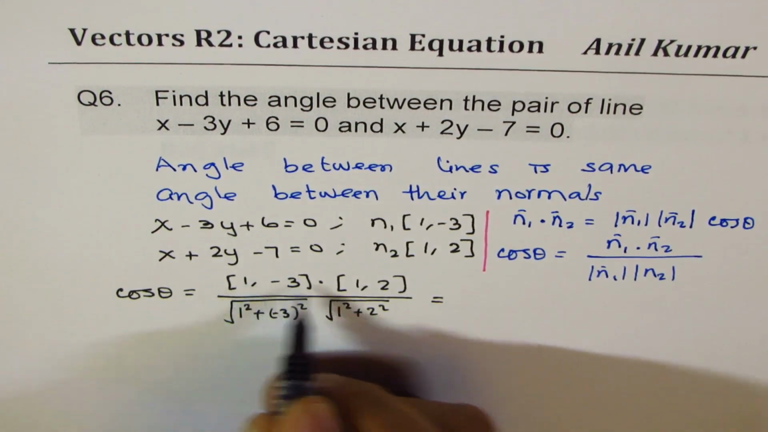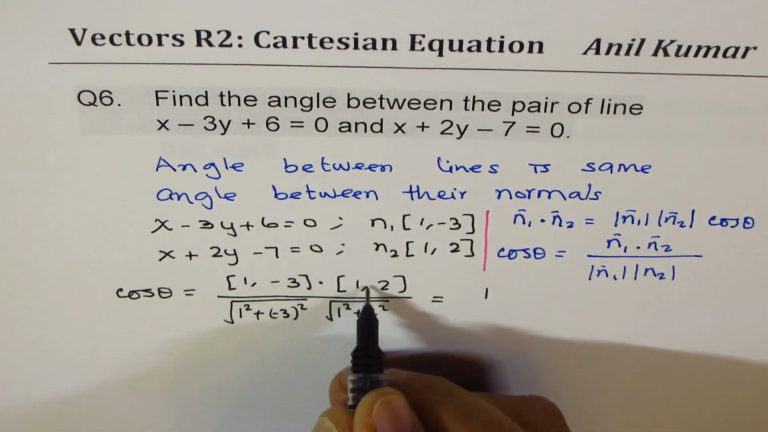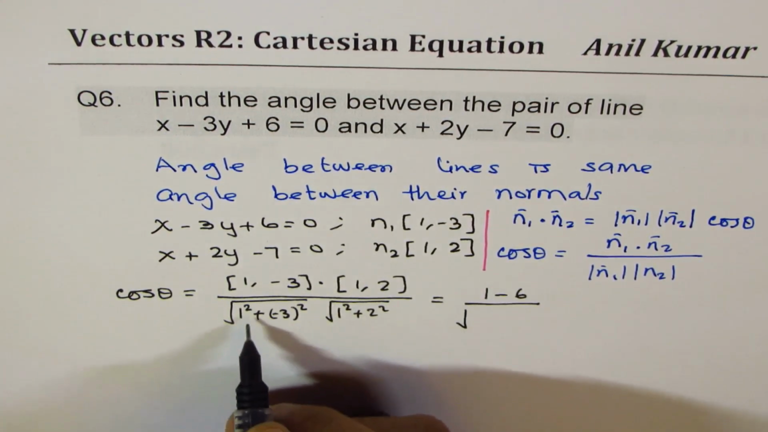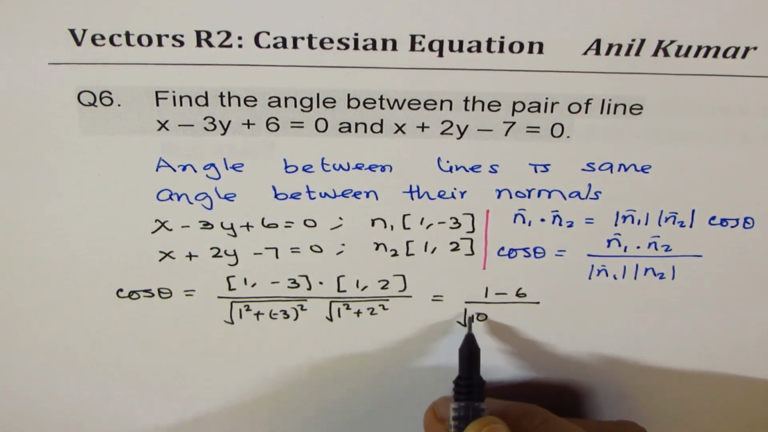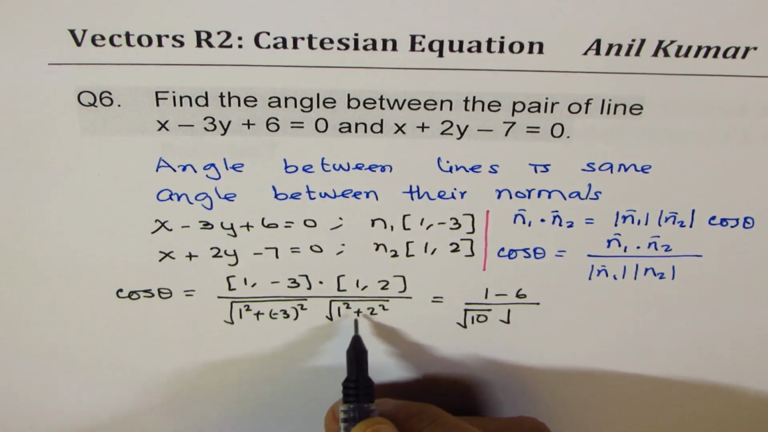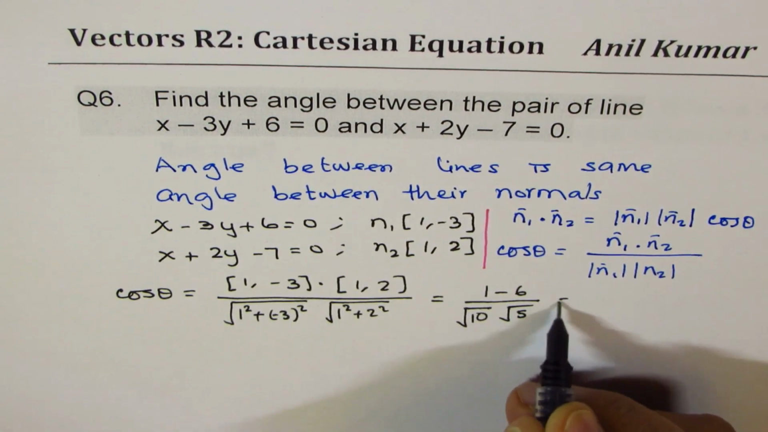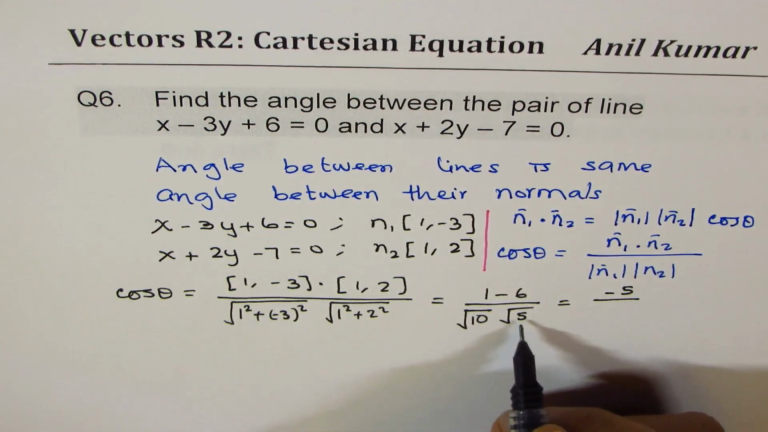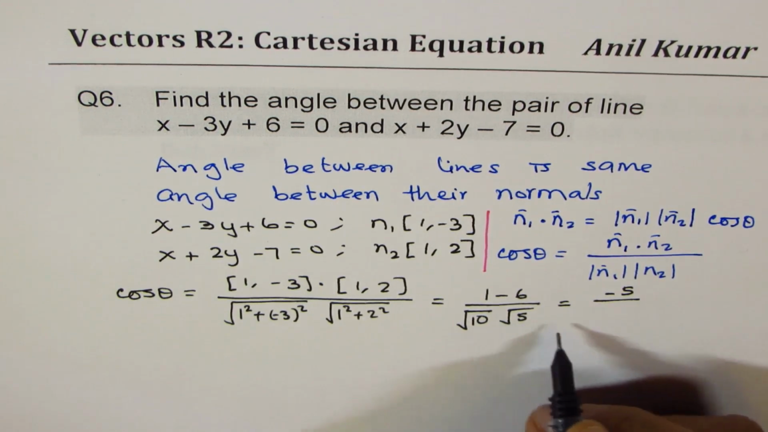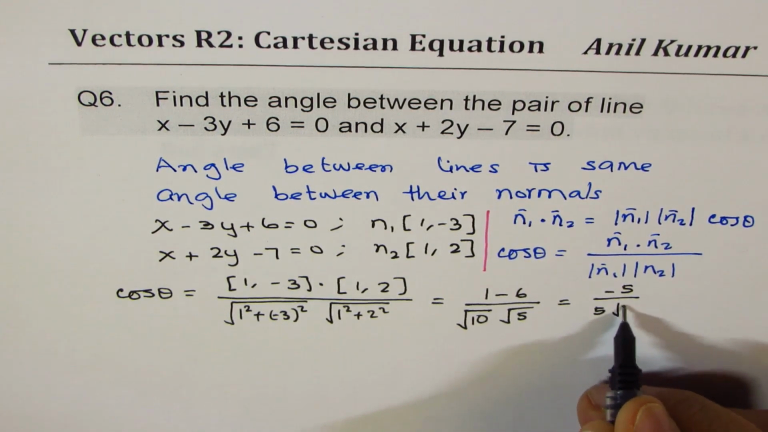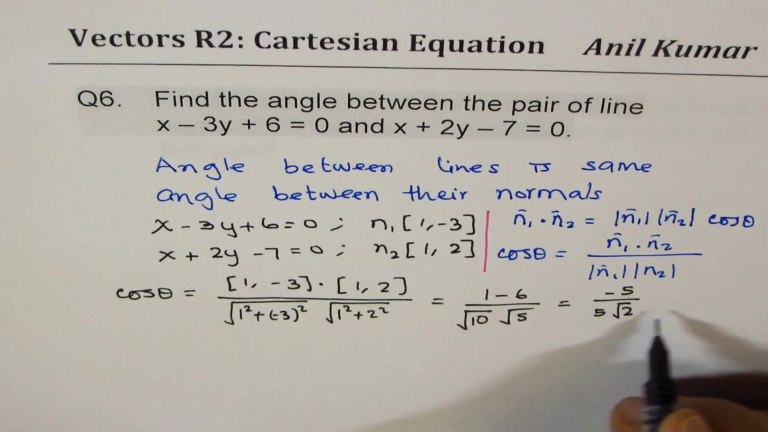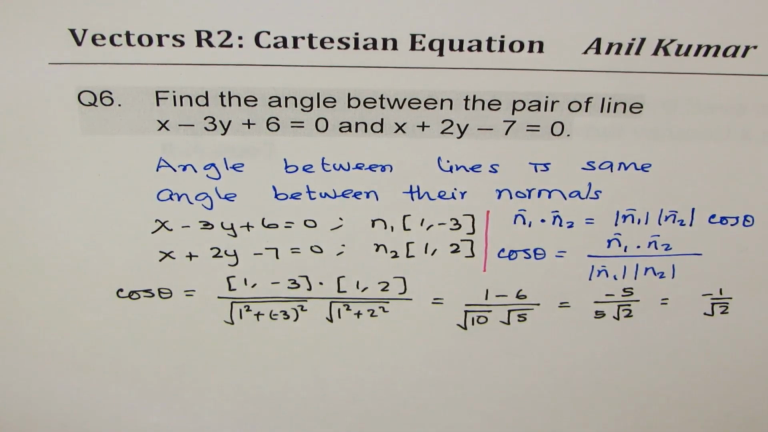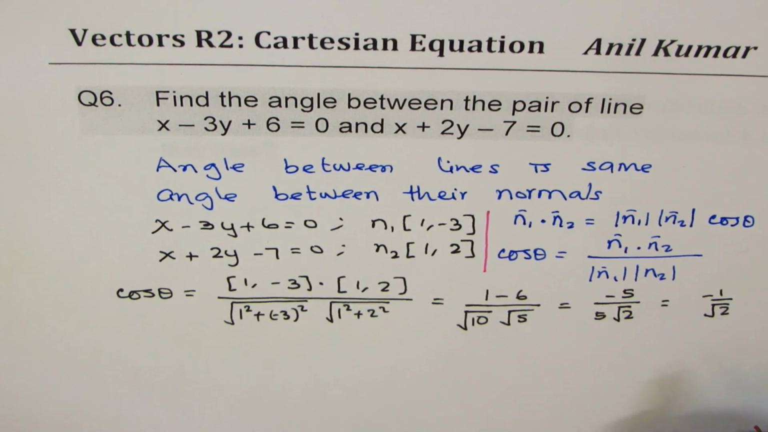Now that gives you 1 times 1 is 1, minus 3 times 2 is minus 6, over the square root of 1 plus 9, which is 10, times the square root of 1 plus 4, which is 5. So what we get here is minus 5 over square root of 50, or you could write this as 5 square root 2, right? So 5 and 5 cancel, and we get minus 1 over square root 2. So you could use a calculator and find the answer.